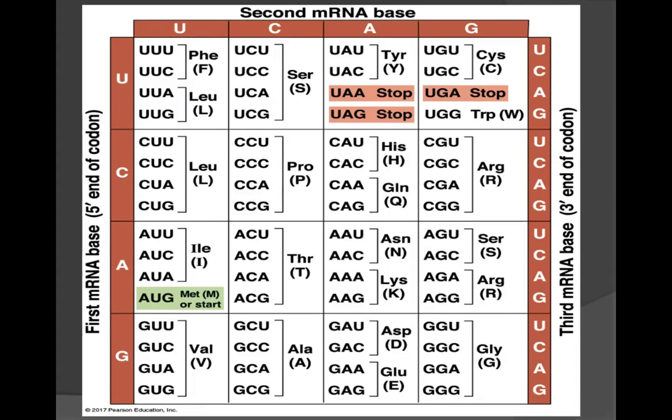Also note the position of the wobble. Let's take a look at the bottom of this chart, the left-hand corner, where we have valine. Note that valine can be coded in multiple ways. As long as you have G and U in the first and second position, it does not matter what your third nucleotide base is. It can be U, C, A, or G. In all of those instances, you will be coding for valine as the amino acid.